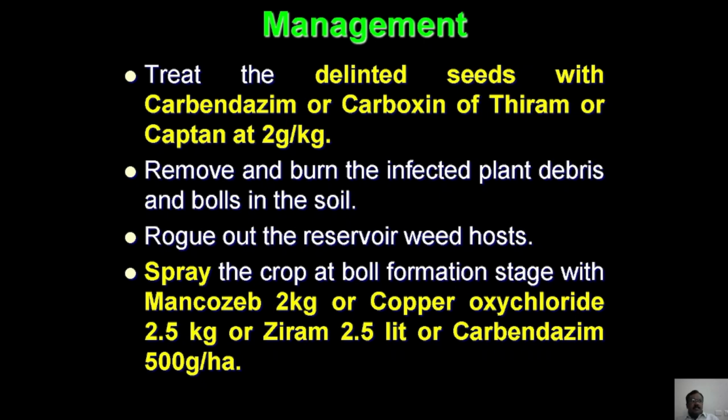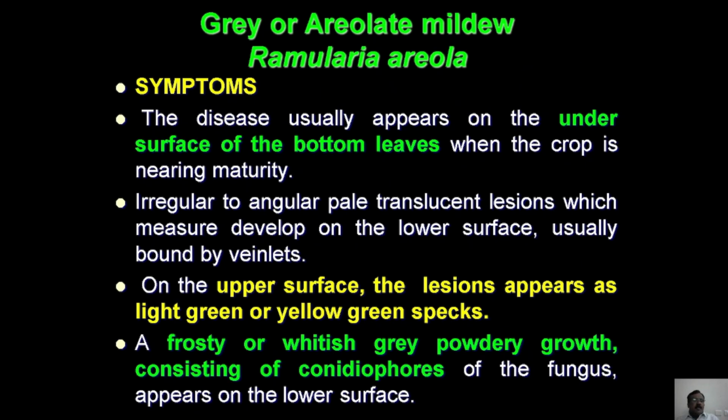And then to manage this disease, as we studied in the previous diseases, here also the acid delinted seeds have to be treated with either carbendazim or carboxin or thiram or captan at the rate of 2 gram per kg, and removal of infected plant debris reduces the inoculum density in the soil. Rogue out the weed hosts mentioned in the previous slide, so that the pathogen harbored on the weed hosts would also get eradicated from the site of infection. And if the disease is noticed at the later stage, spray either mancozeb at the rate of 2 kg, or copper oxychloride at 2.5 kg, or ziram 2.5 liters, or carbendazim 500 grams per hectare to manage the disease under field conditions.